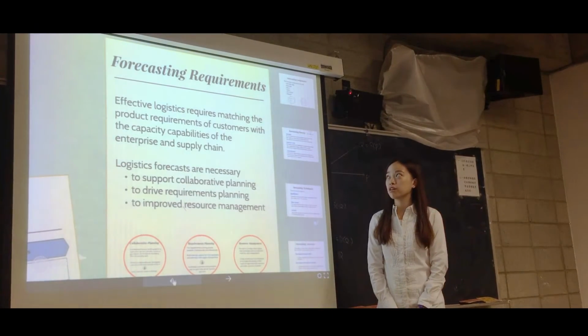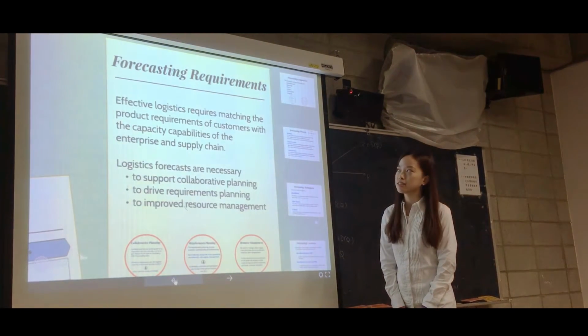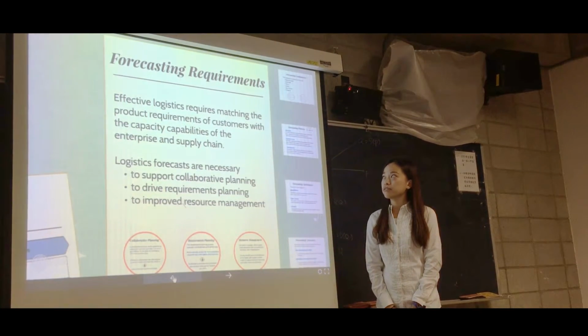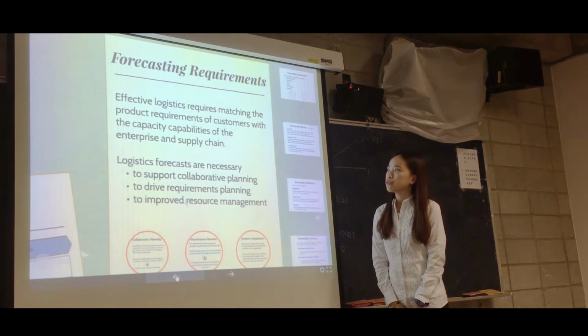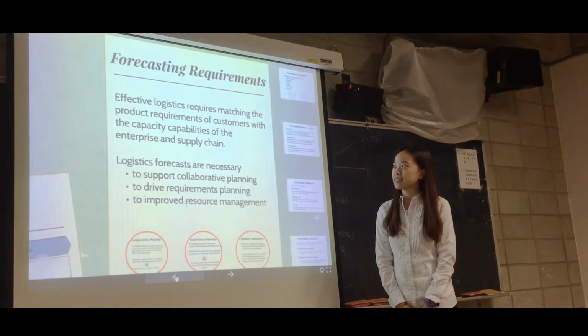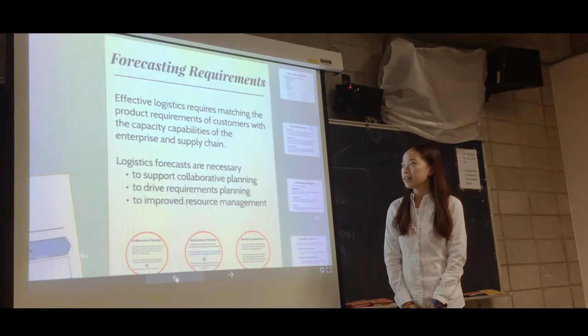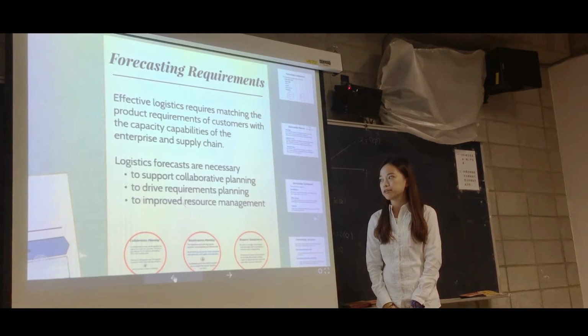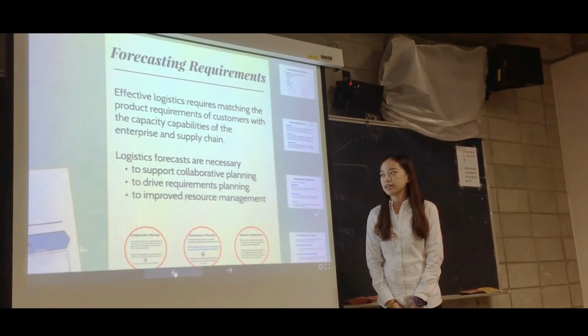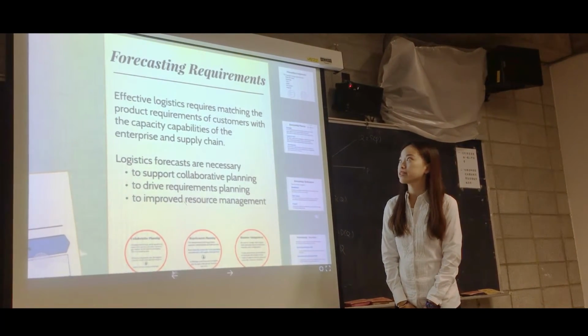Now I'm going to talk about the forecasting requirements. Effective logistics requires matching the product requirements of customers with the capabilities of the enterprise and supply chain. And logistics forecasts are necessary to support collaborative planning, to drive requirement planning, and to improve resource management.